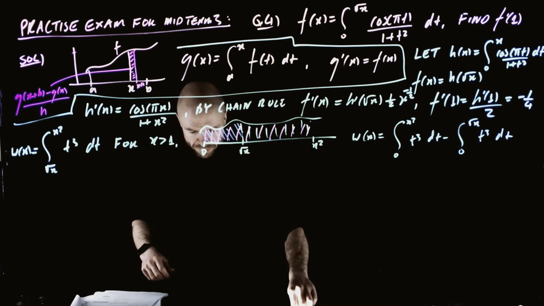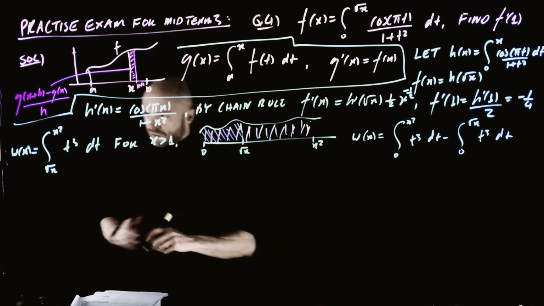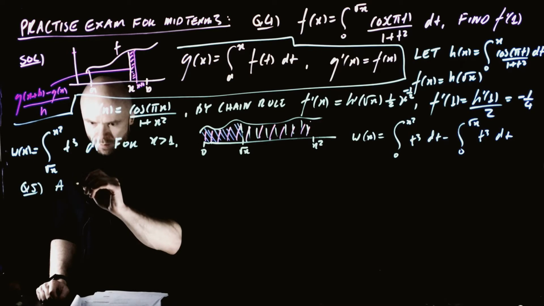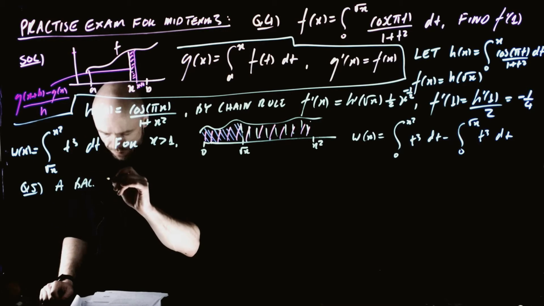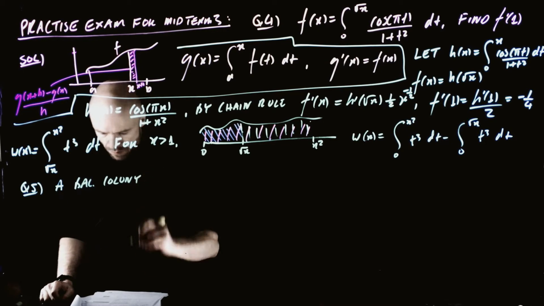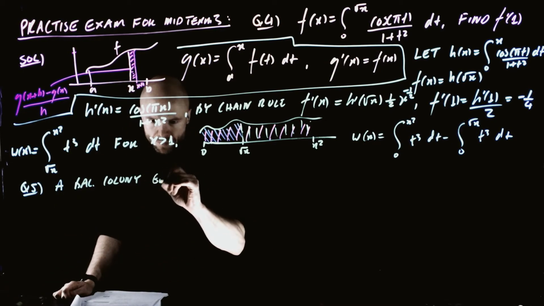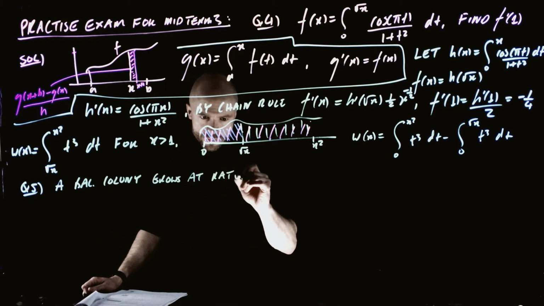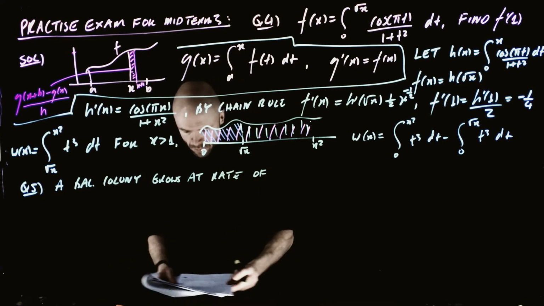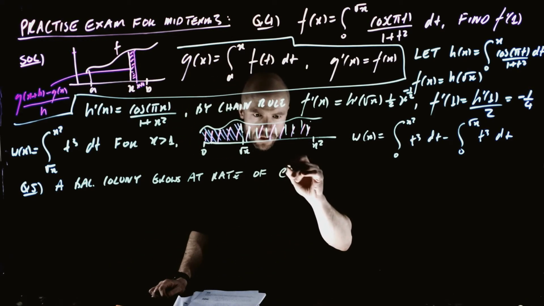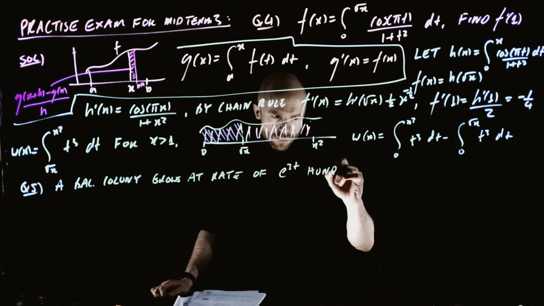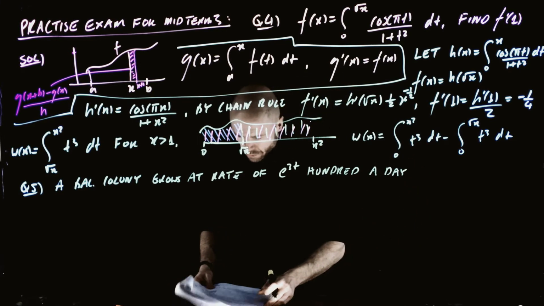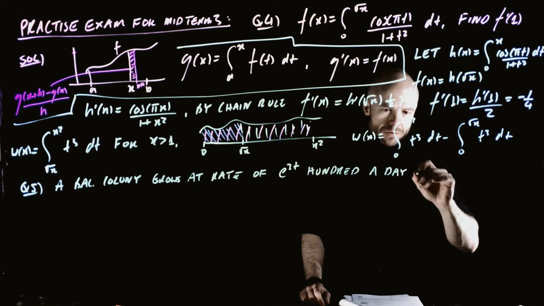Net change. This is question 5. A bacterial colony, I'm abbreviating, grows at a rate of e to the 3t over 100 a day. Find the increase in population over 4 days.